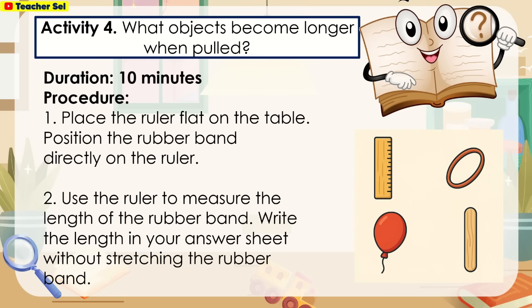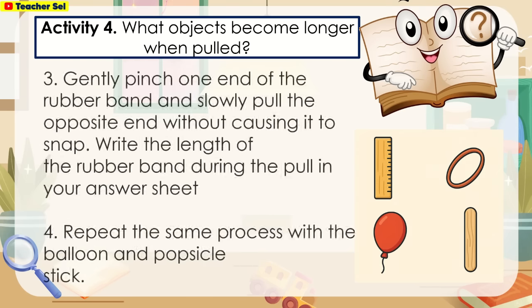Place the ruler flat on the table. Position the rubber band directly on the ruler. Use the ruler to measure the length of the rubber band. Write the length in your answer sheet without stretching the rubber band. Gently pinch one end of the rubber band and slowly pull the opposite end without causing it to snap. Write the length of the rubber band during the pull in your answer sheet.